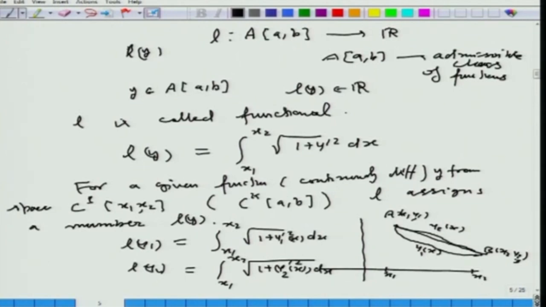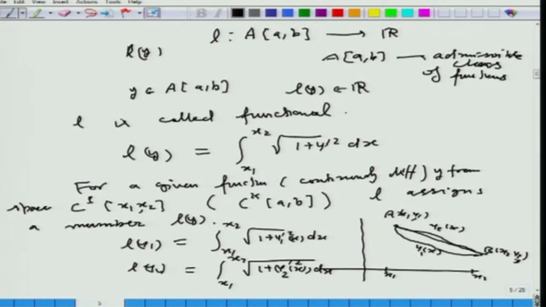It assigns a number L(y), which is a real number, and it is given in this example by the integral from x1 to x2 of square root of 1 plus y prime square dx. So, given y, we have the length L as a real number, a non-negative real number here, such that it assigns to each smooth curve, so that y prime is piecewise continuous, so that this integral is well defined. So this L will assign a number to such an admissible curve.